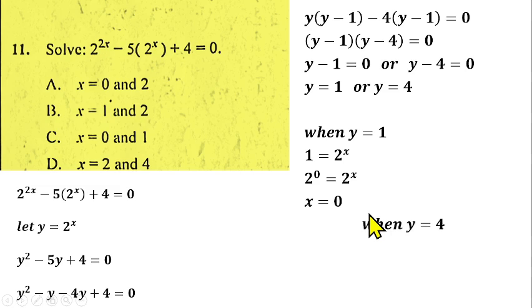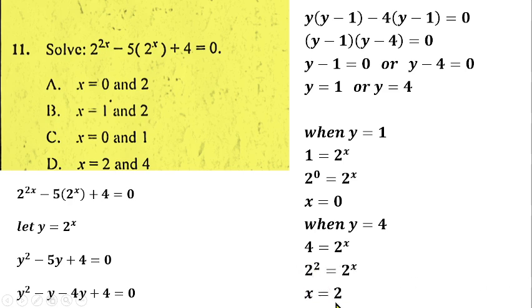Also, when our y is equals to 4, put 4 here, so we'll be having 4 equals to 2 raised to power x. Change 4 to an index form, you have 2 raised to power 2. The base will take care of the base, so you have your x to be equals to 2. So that means x is equal to 0 or x is equal to 2, which is option A for question number 11.